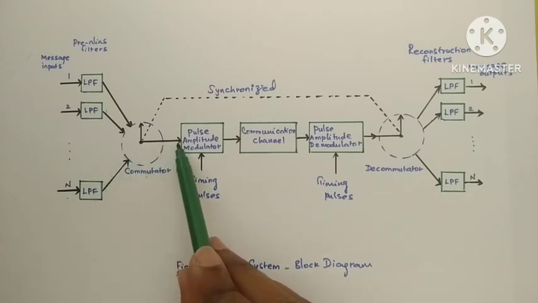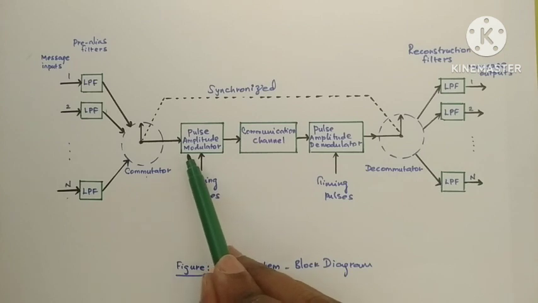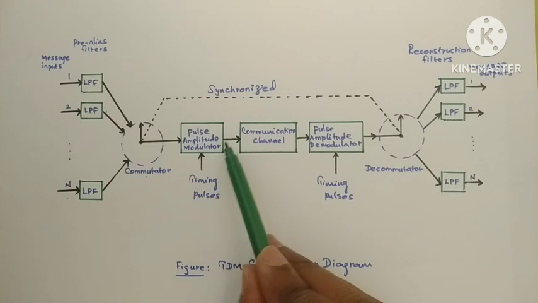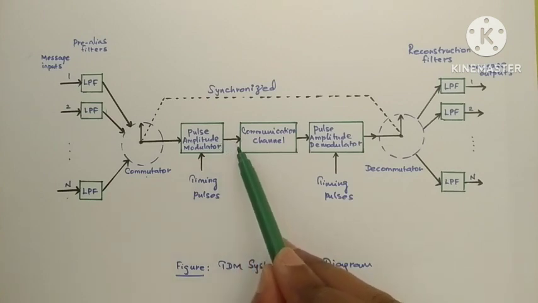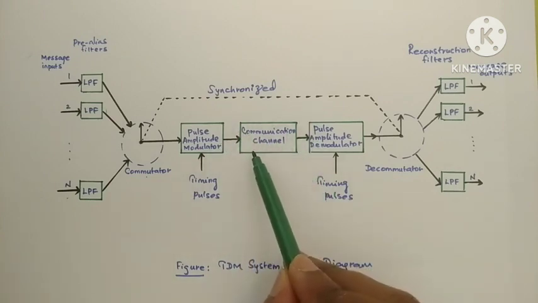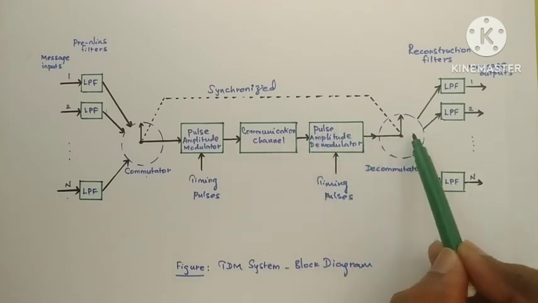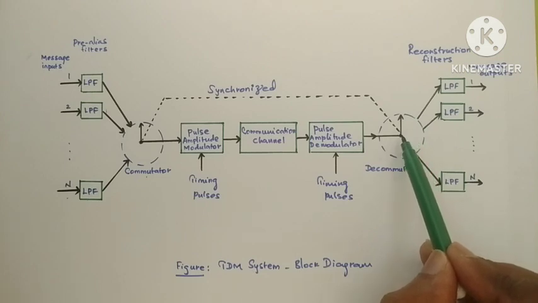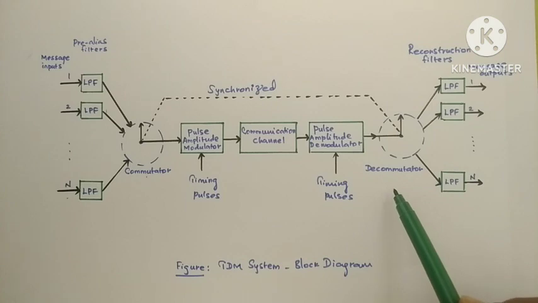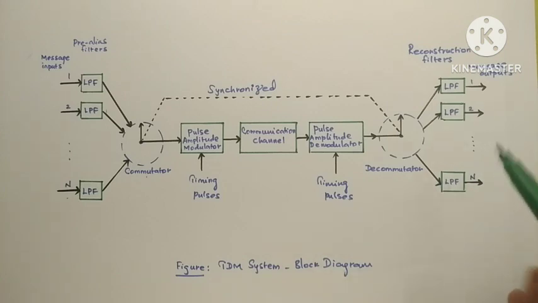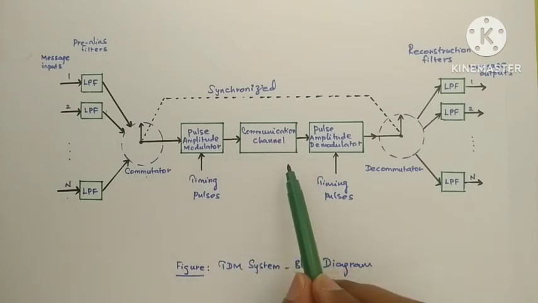Okay, then the multiplexed signal is given to the PAM modulator. It converts the multiplexed signal to a suitable form for transmitting in the communication channel, and then at the receiver side the signal is demodulated, and here you will get the sequence of pulses, and they are distributed to the corresponding reconstruction filters with the help of the decommutator. Okay, now what is the advantage? Many signals are transmitted in the same channel just by sharing the time.